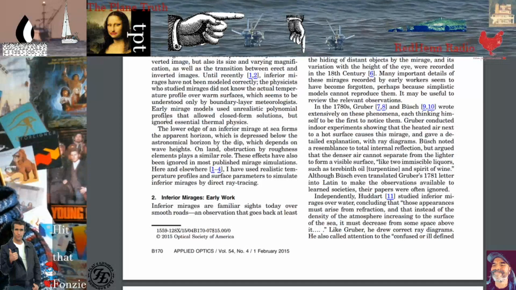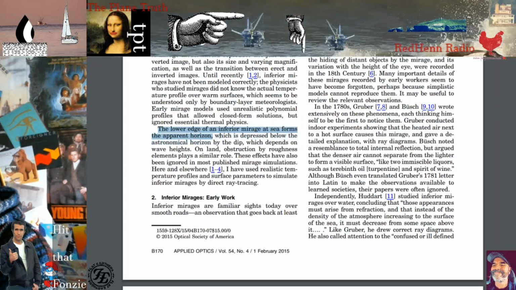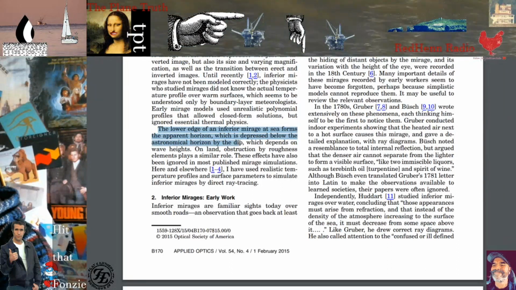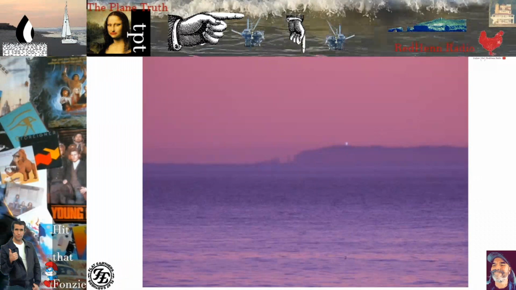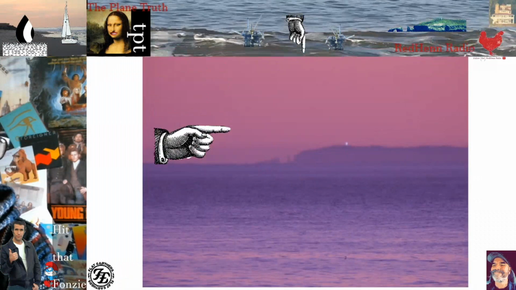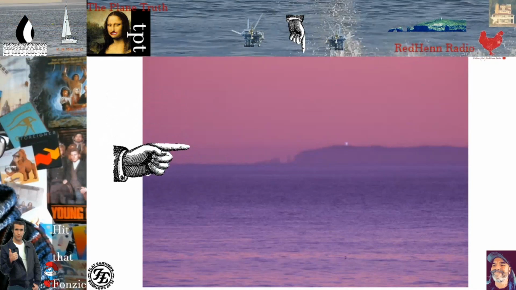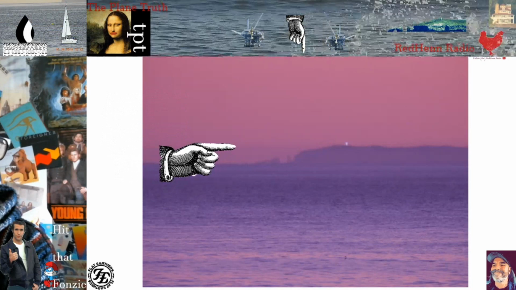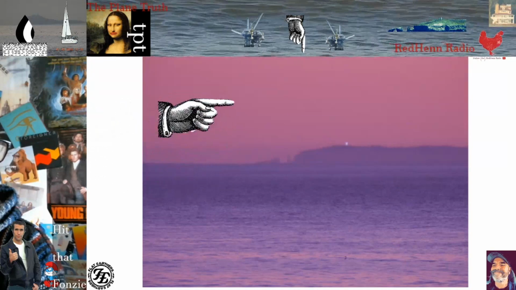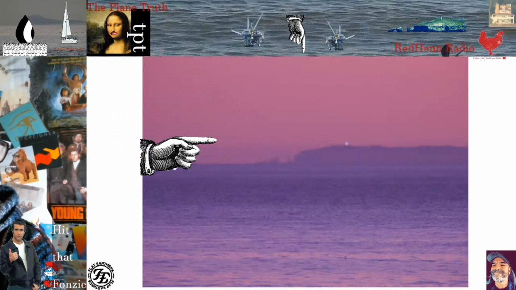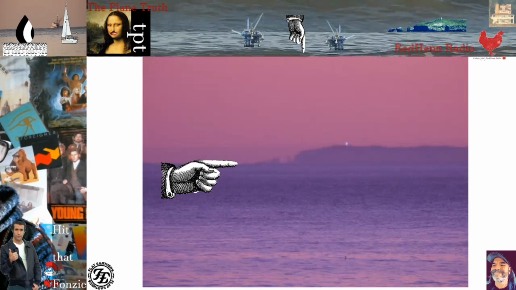Okay, so real quick, right here he says this: with the lower edge of the inferior mirage at sea forms the apparent horizon, which is depressed below the astronomical horizon by the dip. Okay, so not going to try to belabor this too much, but we've got a nice little shot right here. You can clearly see the change in color right here. Now I believe that that's what he would probably consider the astronomical horizon, because the astronomical horizon is somewhere here above the surface of the Earth, and then the dip down to where the horizon happens is that transition.